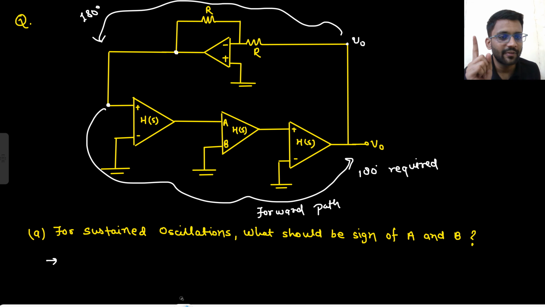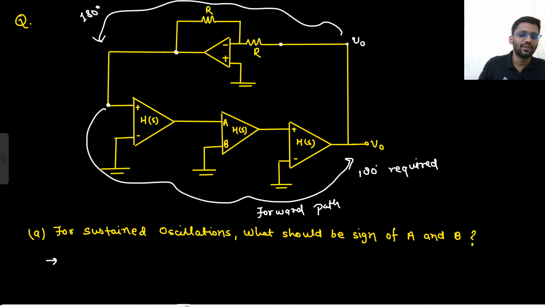What do you mean by inverting amplifier? Inverting amplifier will always give a 180 degree phase shift, right? Understood? If you applied V in input here, what you would have got here? Minus V in. So that means there is 180 degree phase shift. So an inverting amplifier always gives 180 degree phase shift. So in the feedback path, you are having 180 degree phase shift. So in the forward path, you would require another 180 degree phase shift.